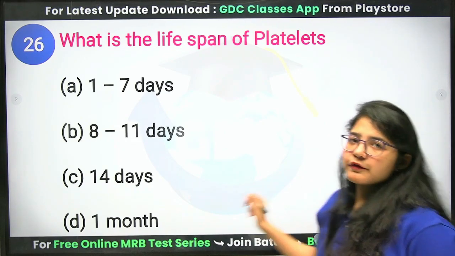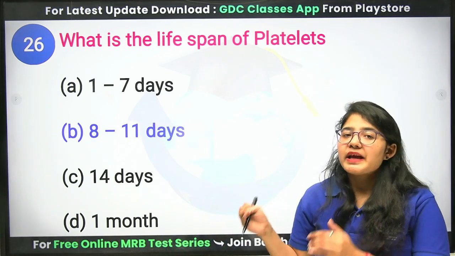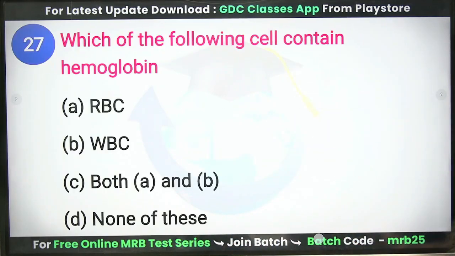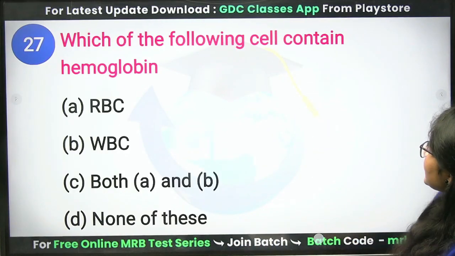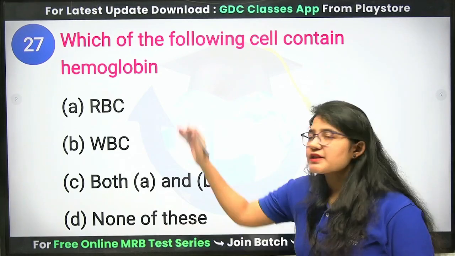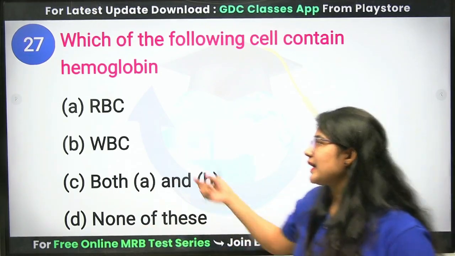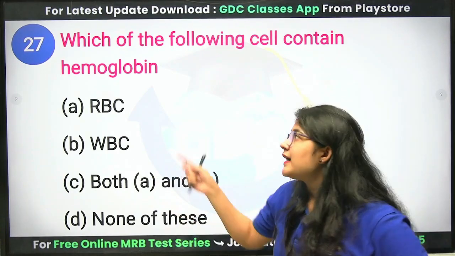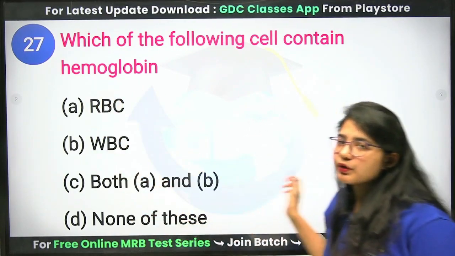Okay. Next question. What is the lifespan of platelets? The lifespan of platelets is from 8 to 11 days. This is the basic question. Next question. Which of the following cells contains hemoglobin? That is your red blood cells. Red blood cells are red in color due to the presence of hemoglobin.